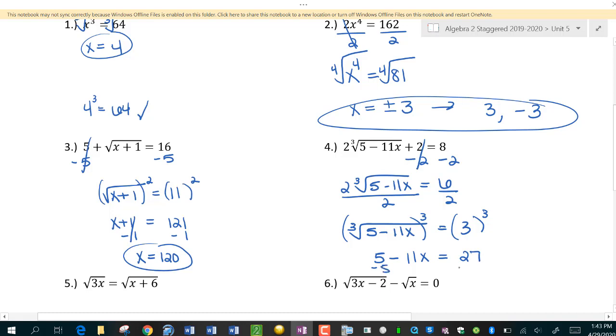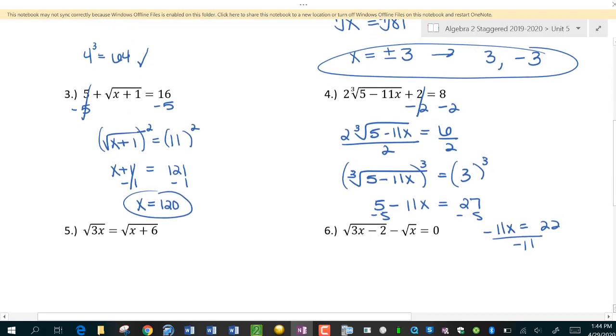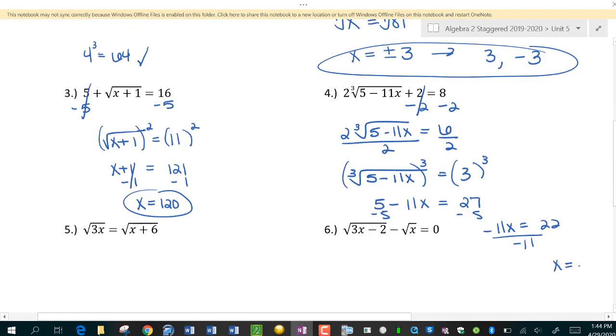I would then subtract 5 from both sides, and then divide by negative 11. So my final answer is x equals negative 2. Make sure I then take negative 2, substitute it back in for x, and make sure it still works.